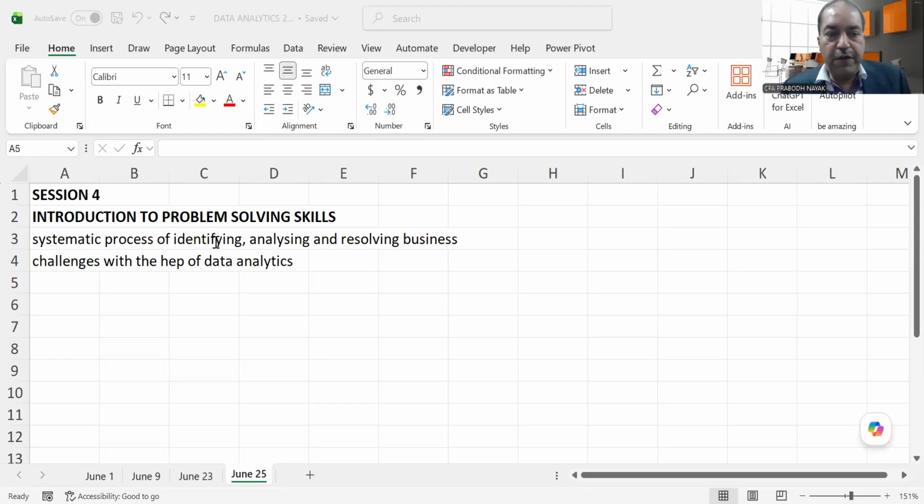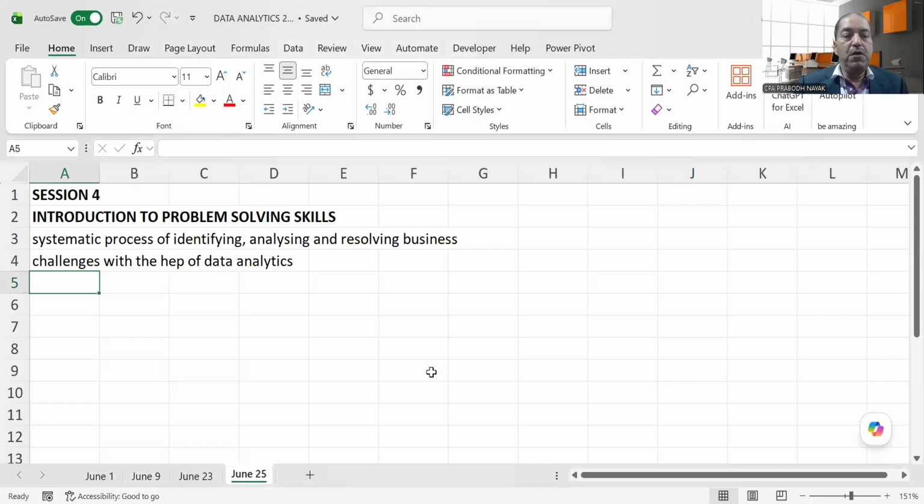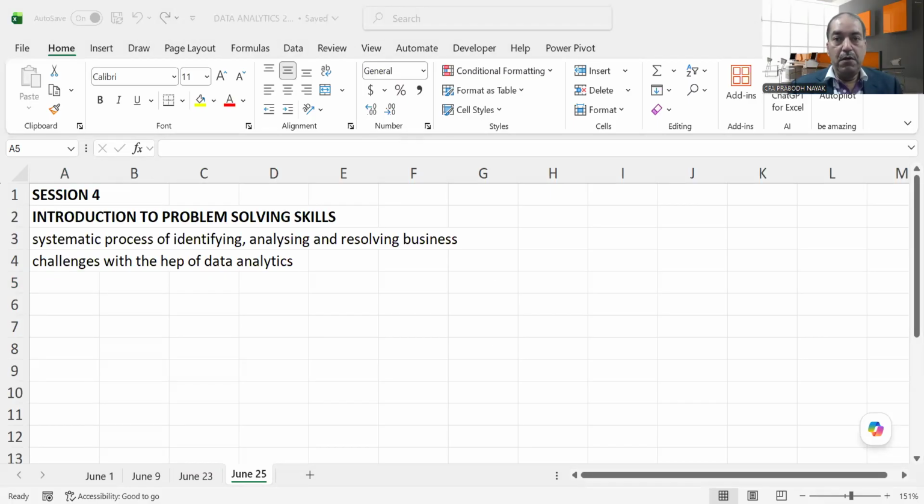Okay. So as I said, problem solving skill means or refers to a systematic process of identifying, analyzing, and resolving business challenges with the help of data analytics. Okay. Now let us take each one of them separately. First is identifying the business problem.